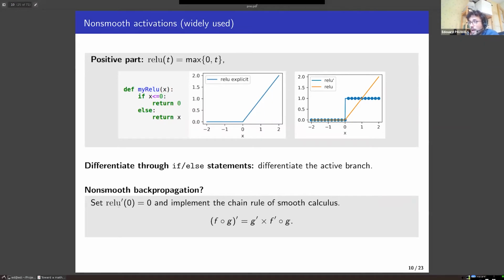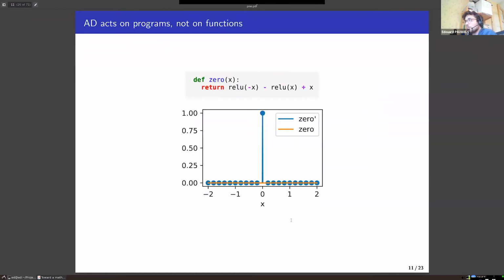You can then combine it in the backpropagation framework with other operations and compute derivatives using the chain rule of smooth calculus. You just pretend that ReLU is smooth and that its derivative at zero is zero. So this is nice, but it has some drawback, depicted in the picture that you have here. This is a function, and I call it zero, because it computes zero. The output of this function is constantly zero. That's a nasty implementation of the zero function, if you like.